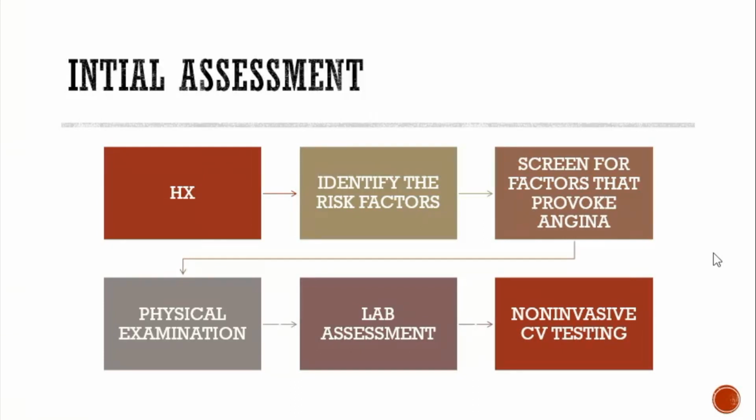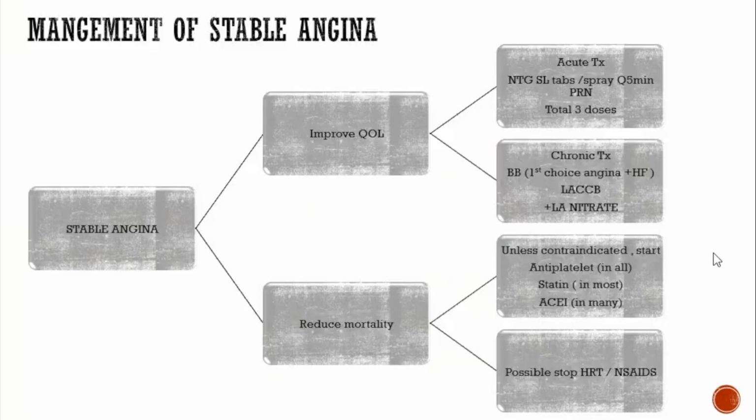Okay. So again, these are the steps of initial assessment. Now let's have a look at the management of stable angina. So the two important goals of therapy are to improve the quality of life by decreasing or preventing the angina and improving the exercise tolerance of the patient, and also to minimize mortality by minimizing the risk of cardiovascular death, we could say.